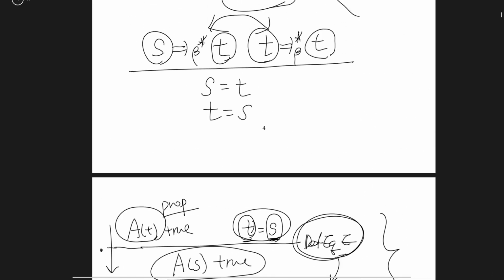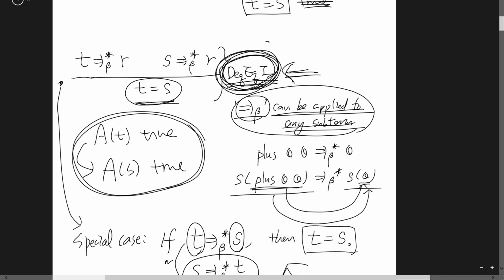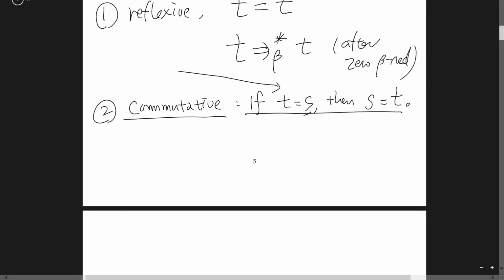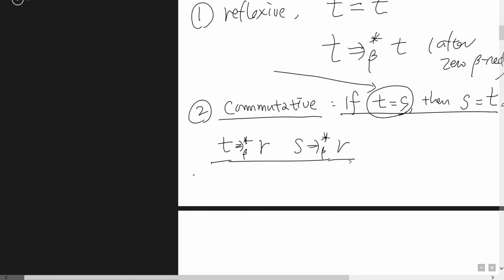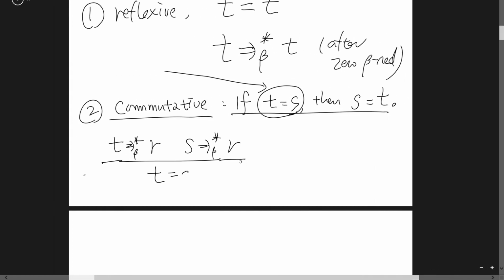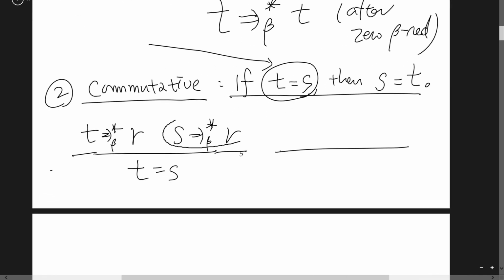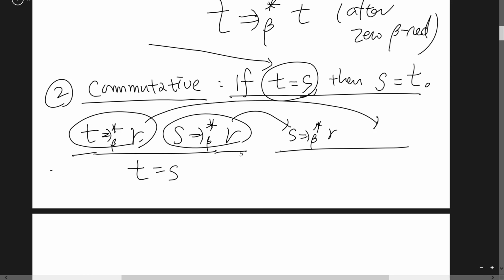So according to the introduction rule written here, this equality means that there exists some term R such that both T and S reduce to. So therefore we deduce T is equal to S. Now it's just a matter of changing the position of these two judgments. So we make a copy over here. S beta reduces to R and T beta reduces to R. So according to the definitional equality introduction rule, we can show that S is equal to T. So this shows that definitional equality is commutative.